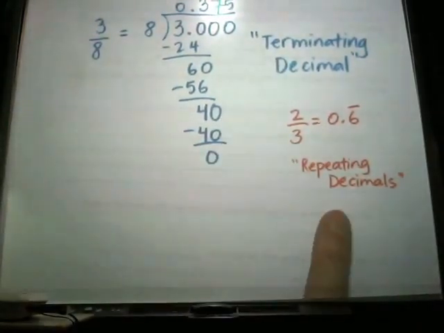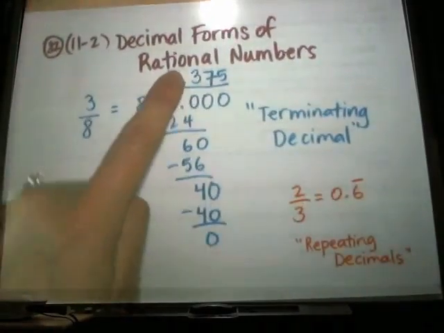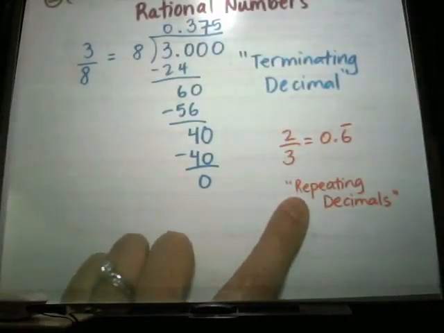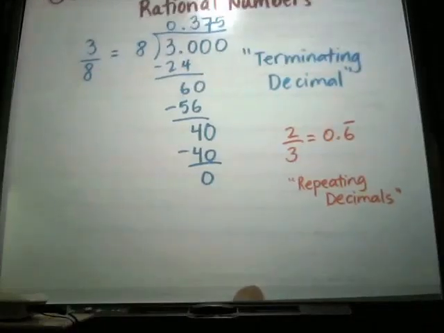Just be aware, terminating, repeating decimals. These are all rational numbers, so you will get either a terminating or a repeating decimal. What you're not going to get is a number like pi that is considered irrational because it goes with no pattern to infinity. There's no end to that decimal. It's not rational. So we're not going to have any that are like that.